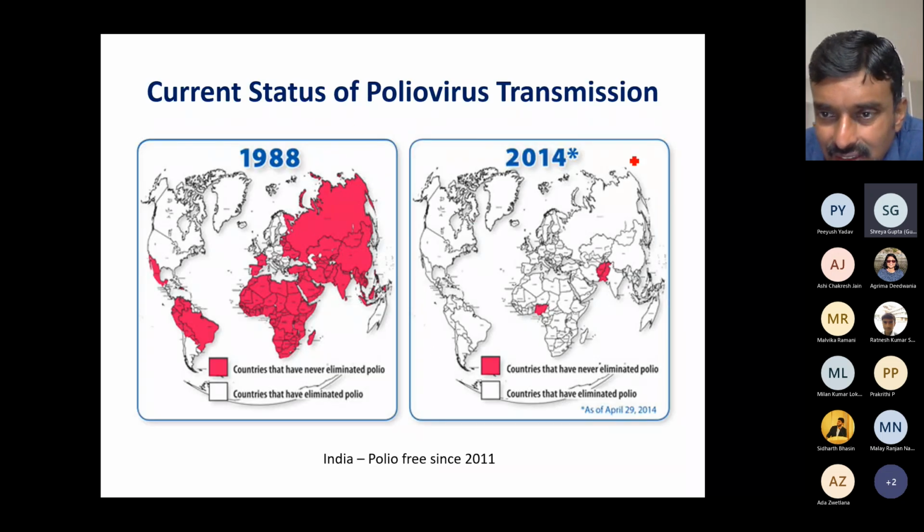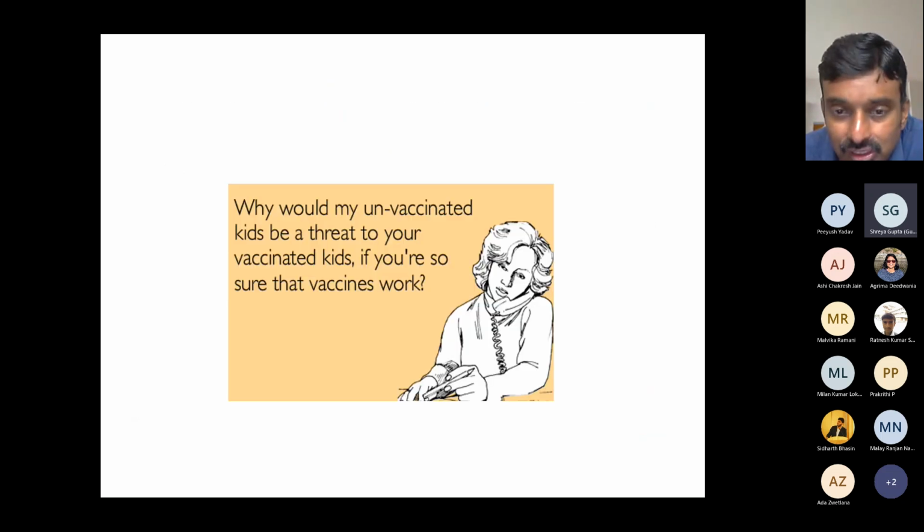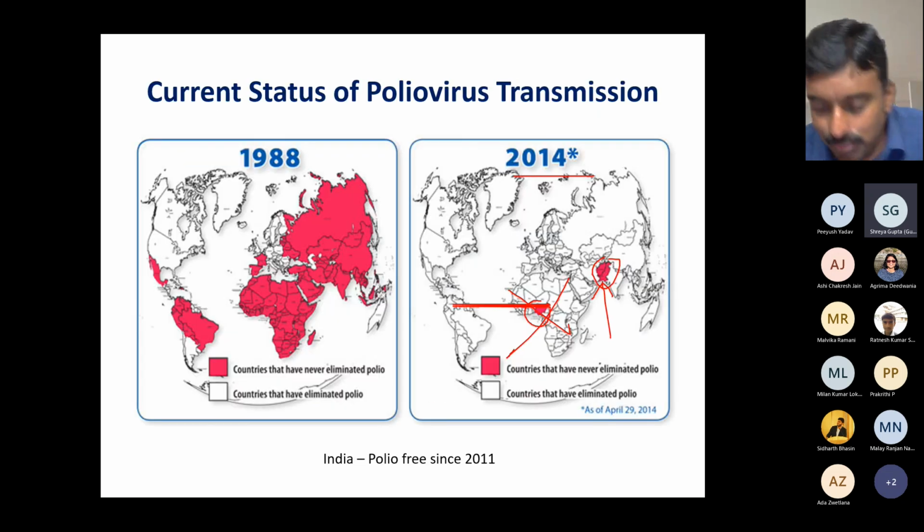So, like in 2014, I think this is Nigeria, if I'm right. This is Pakistan and Afghanistan. So only 3 countries. Today, this is off the map. We have only 2 countries in the world which have reported poliovirus. As of 2020, it is only Afghanistan and Pakistan. The poliovirus has not been reported in any other country for the last 2 years except these 2 countries. I think we'll stop there and take questions.